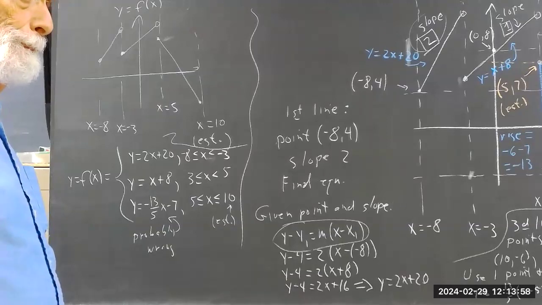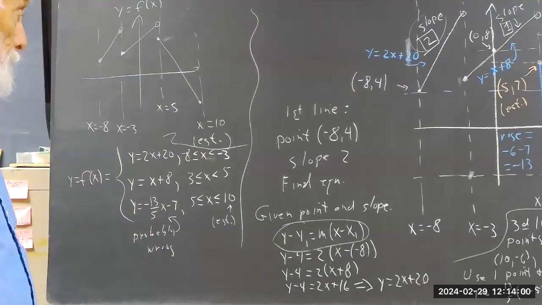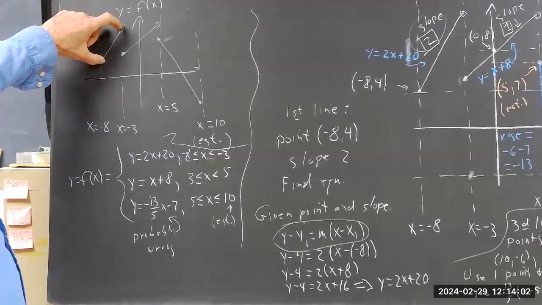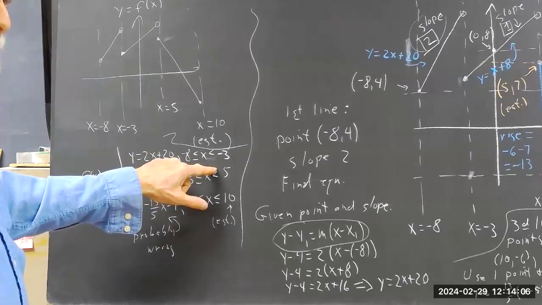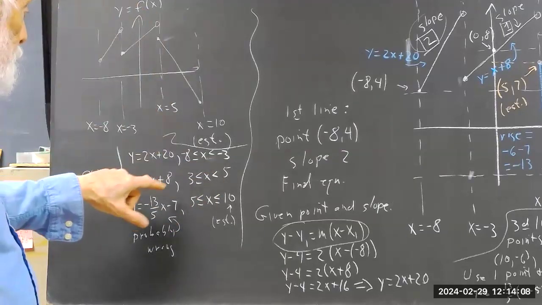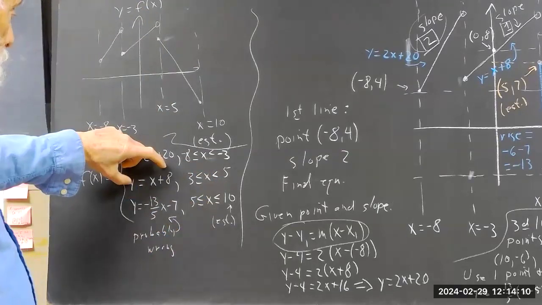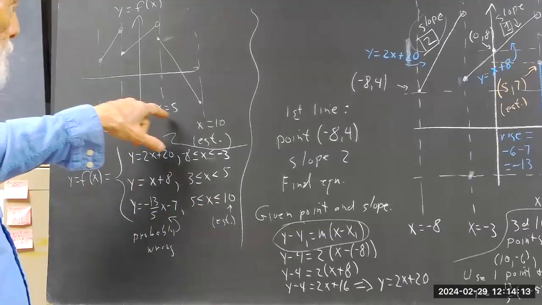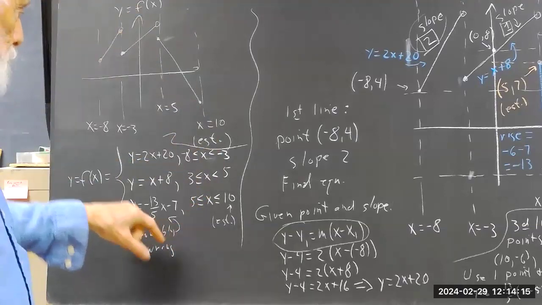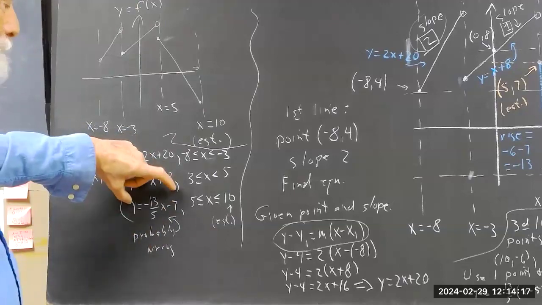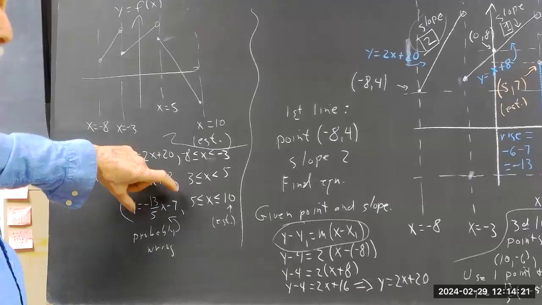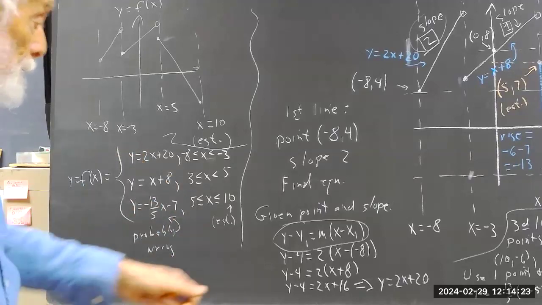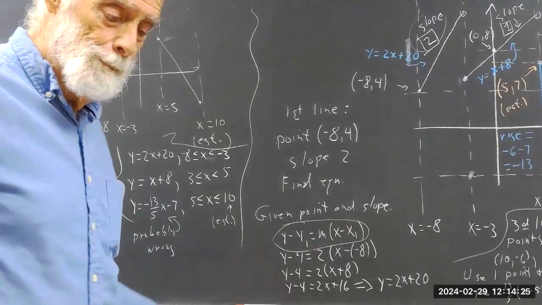That makes sense? This is a piecewise function. It's got a piece here for x from -8 to -3, right there it is. Got a piece here for x from -3 to 5, here it is. It's got a piece from x equals 5 to about x equals 10, and here it kind of is, but I think the equation's wrong. Okay, that's what a piecewise function is.